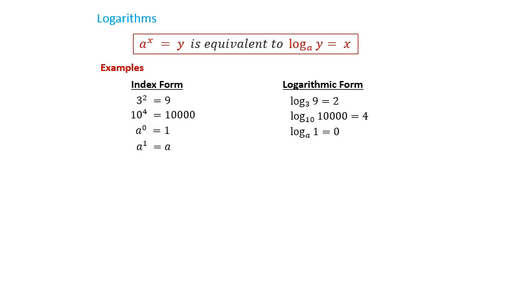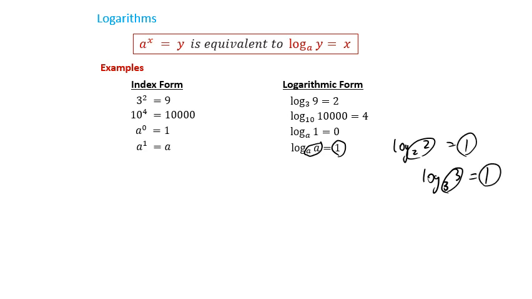A to the 1 is equal to a. Well, we kind of knew that anyway, didn't we? But if we're putting this in terms of logarithmic form, we get another very important result. And that is, if these two turn out to be the same, the answer is always equal to 1. For example, log base 2 of 2 is equal to 1. Log base 3 of 3 is equal to 1. So if these two numbers are ever the same, the logarithm or the index must have been equal to 1.